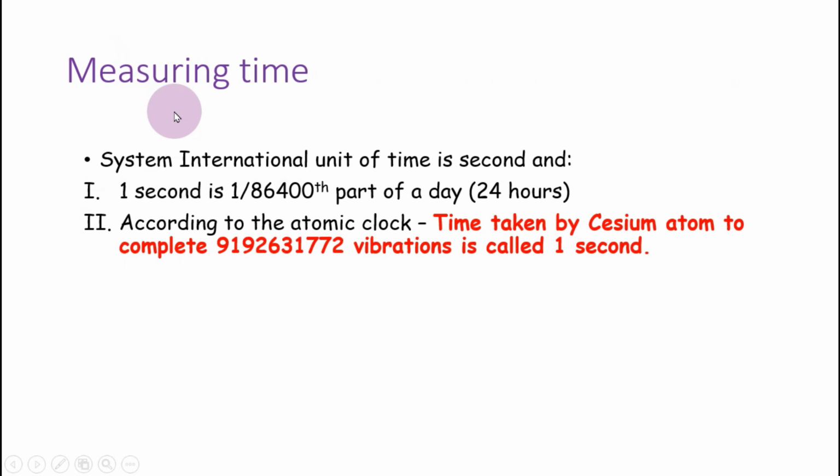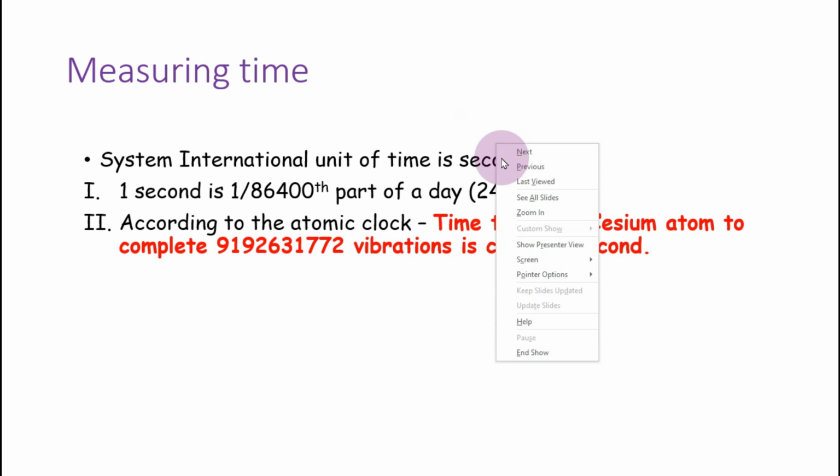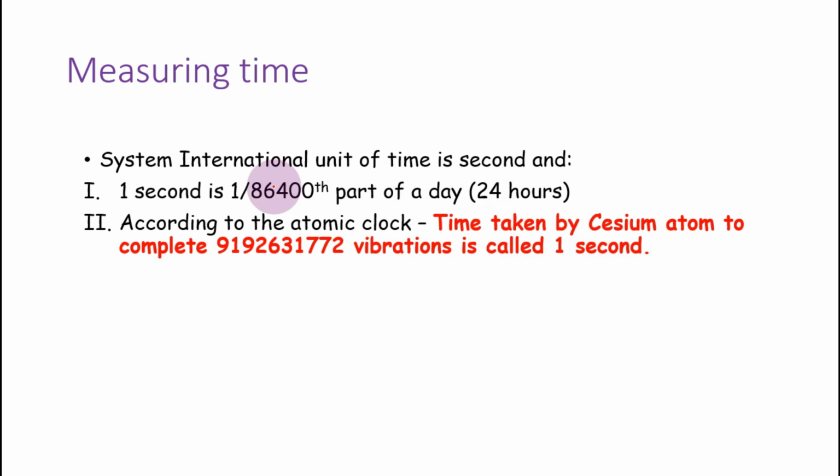Now what is the unit of time in System International? In System International, whenever you are going to measure time, we are going to use the unit second. So second is the System International unit of time. If we take 1 day, meaning 24 hours, and we divide 1 day into small slices, and we make 86,400 slices of 1 day, then you take one slice, and that one slice is 1 second. So what is second? We say that it is 1/86,400 part of a day. By day we mean 24 hours.